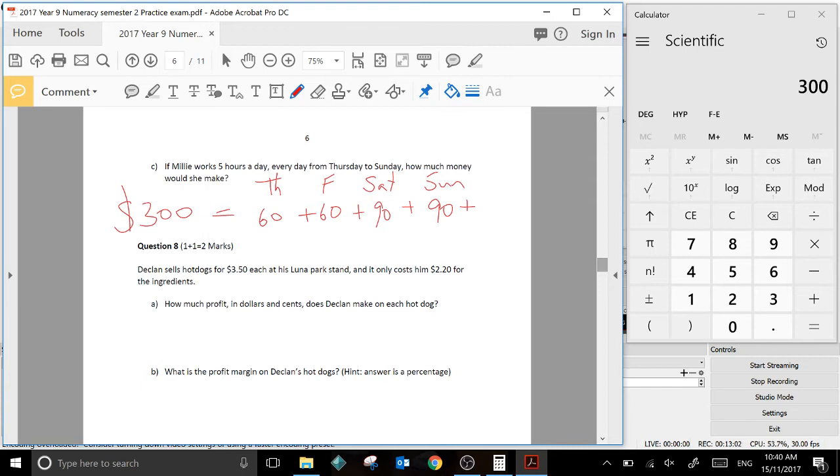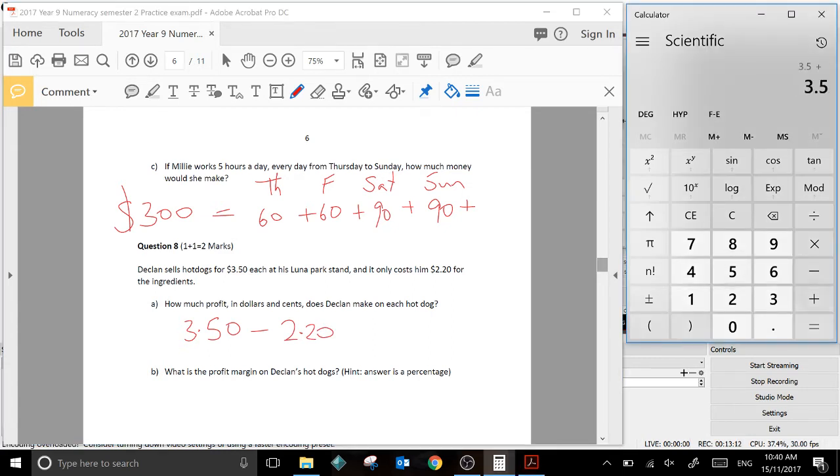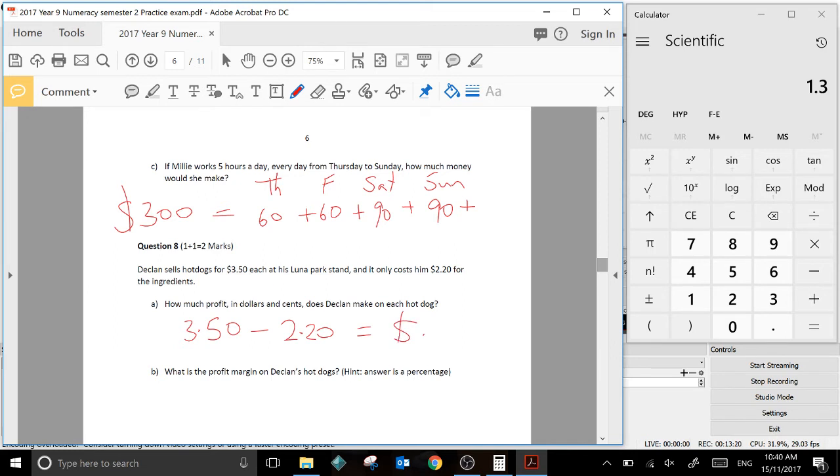So I just have to work out what $3.50 minus $2.20 is, and I can do that with my calculator. $3.50 minus $2.20 is $1.3, which in money terms makes it $1.30. So what is the profit margin on Declan's hot dogs?